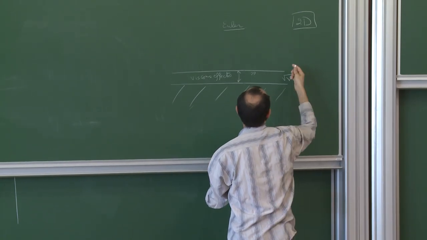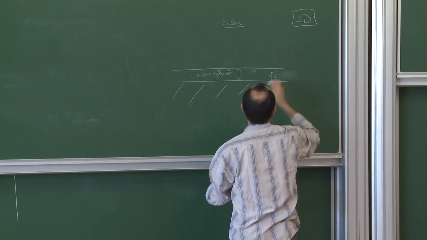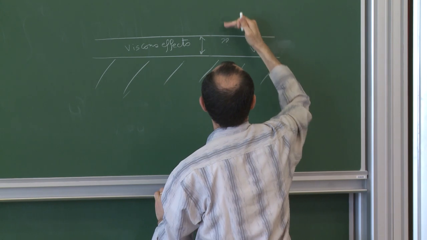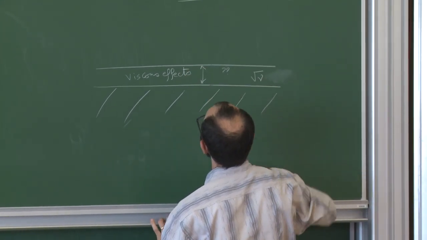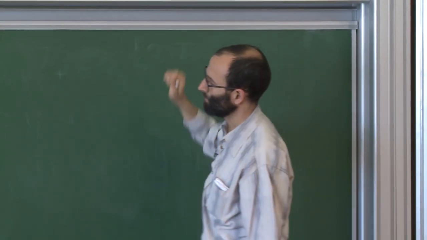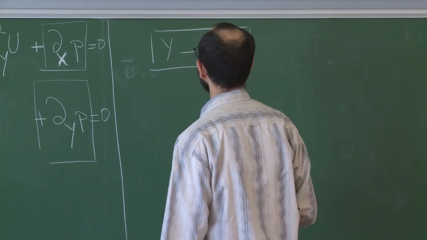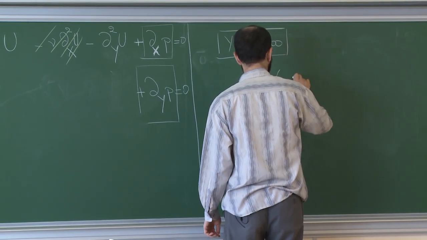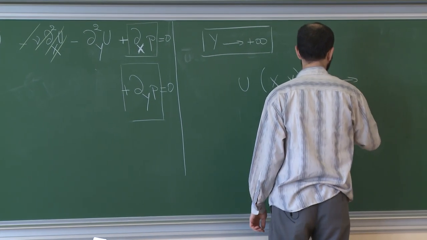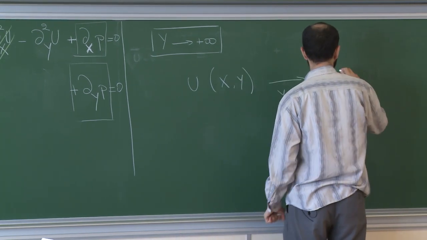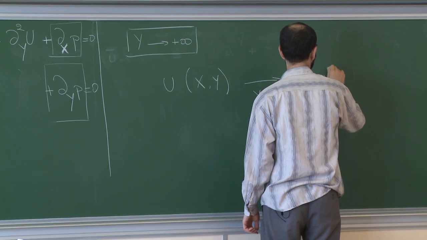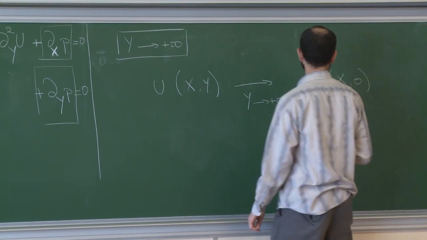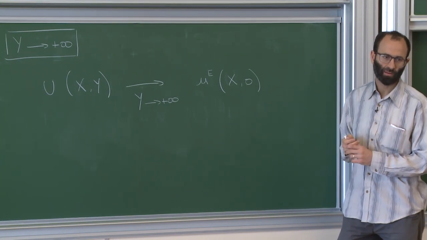So here, this is the size of my layer. Capital Y goes to infinity is the top of the layer, but that corresponds to what happens to Euler at zero. Okay. So then that's what we do. Let's look at the limit capital Y goes to infinity here. So we say that U, I want this to go to the solution of Euler. That's really the matching asymptotics. That's the matching.